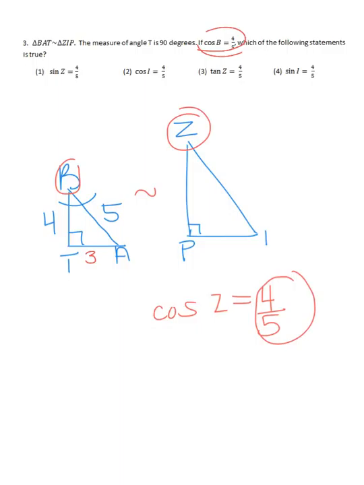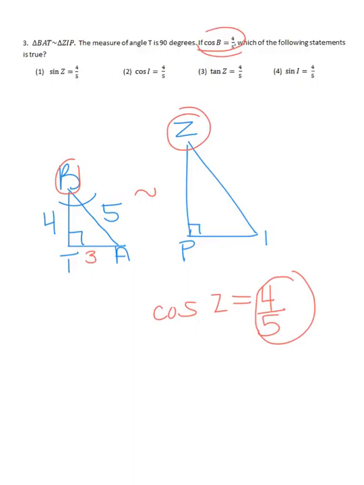And we could do the same thing for angle A. So angle A, cosine of A is 3 over 5. Sine of A is 4 over 5. And tangent of A is 4/3. So those would all be true statements. But we're not talking about BAT. We're using a value for cosine of B.